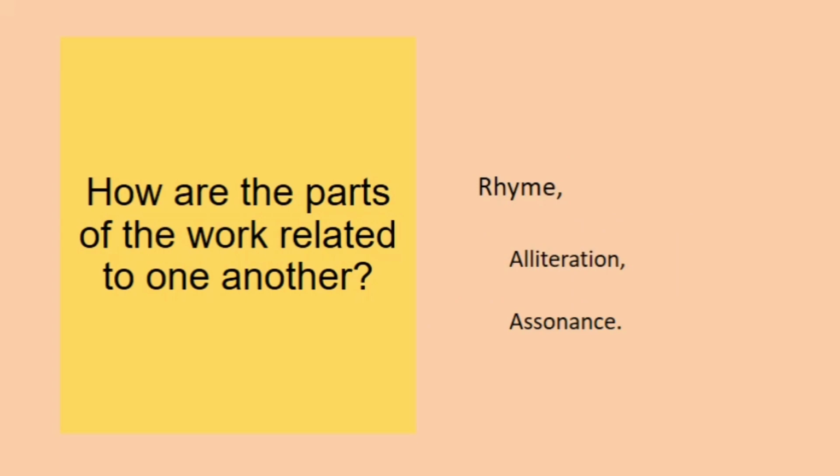How are the parts of the work related to one another? The parts of the work are related to one another by means of rhyme, especially alliteration and assonance. This poem has 13 stanzas. Each stanza of the poem consists of at least a set of assonance and four to five sets of alliteration. Stanzas 1 to 3 serve as samples of the analysis.